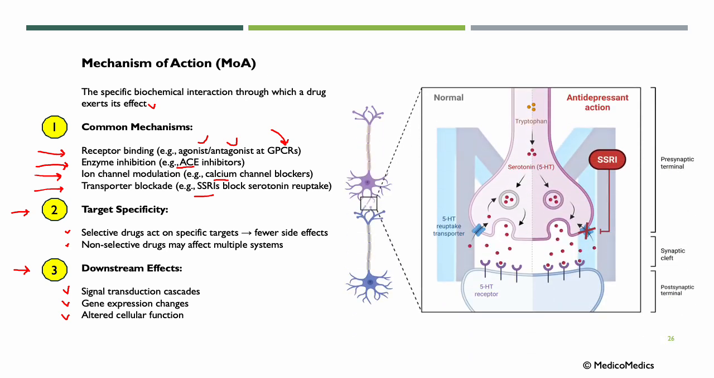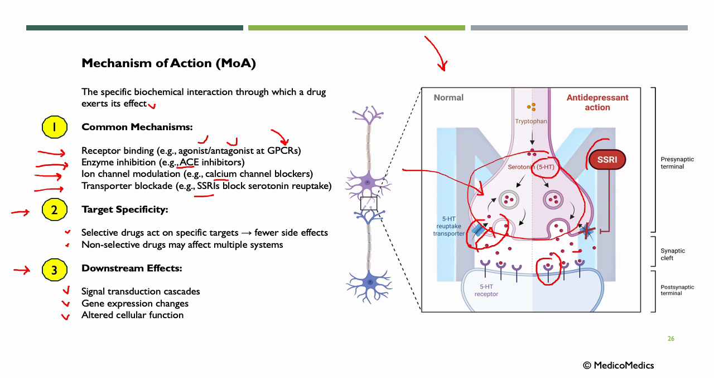As a classic example here, illustrated in the image, is the action of selective serotonin reuptake inhibitors. So normally serotonin, also written out as 5-HT, is released from the presynaptic terminal here, right? And when it's released, it binds to postsynaptic serotonin receptors. And it is then taken back up by serotonin reuptake transporters, seen here.